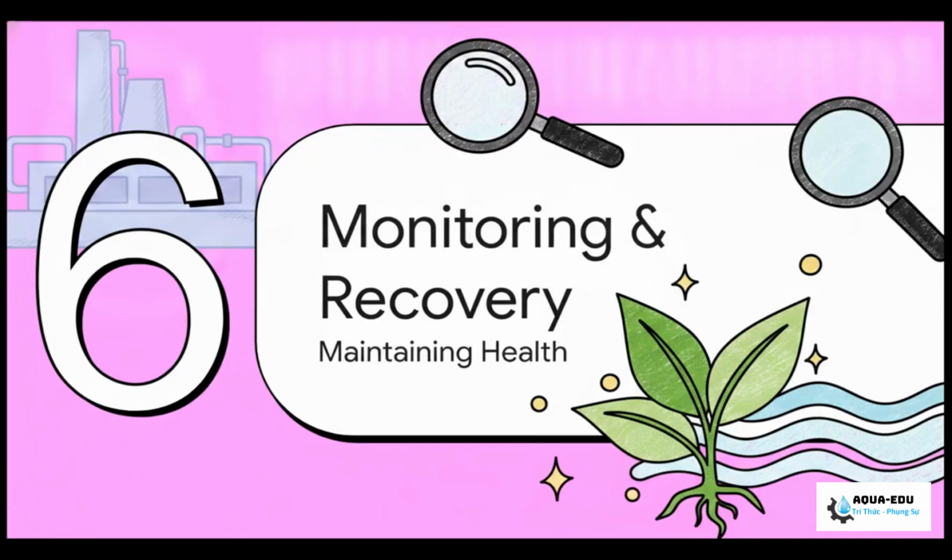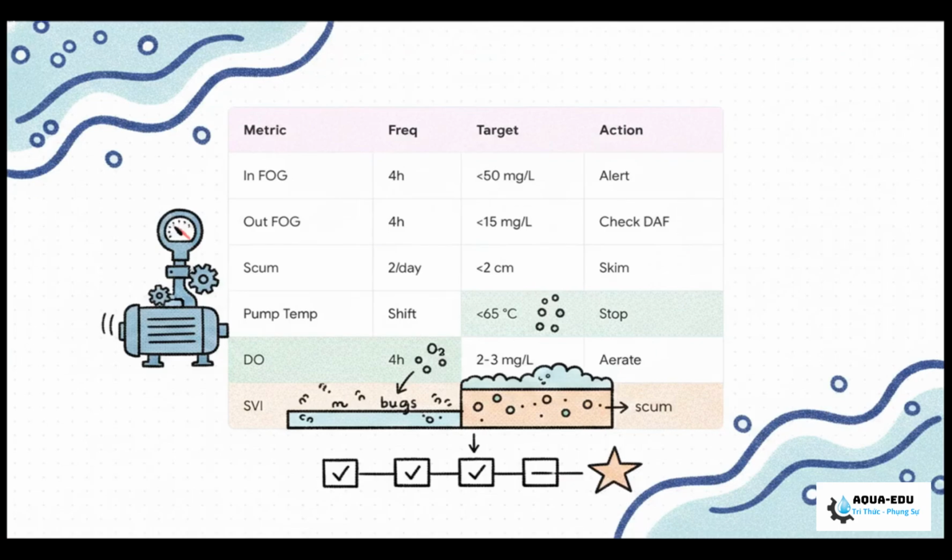Almost through it. Section 6, monitoring and final recovery. Let's bring the tension down just a bit. We fought the fire. Now let's make sure the plant stays healthy. Here are your daily tracking metrics. Your inlet FOG must stay under 50, and the outlet to the bugs has to be strictly under 15. Keep that scum thickness under 2 centimeters.